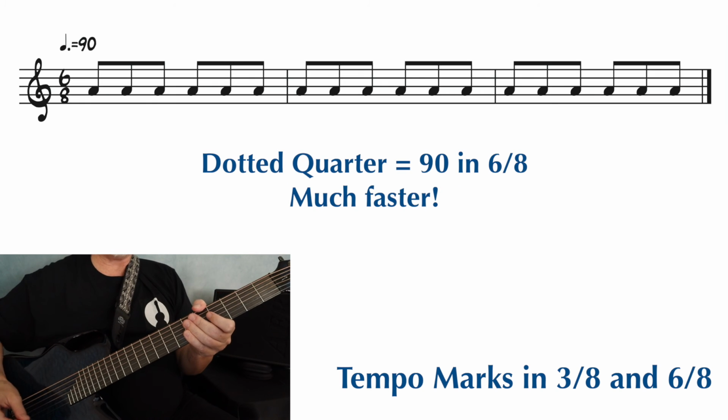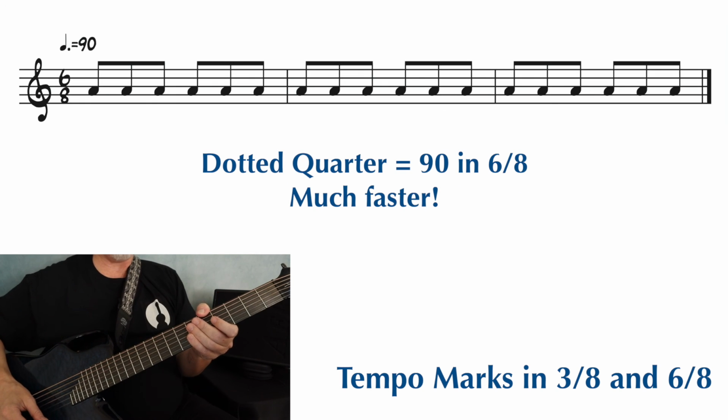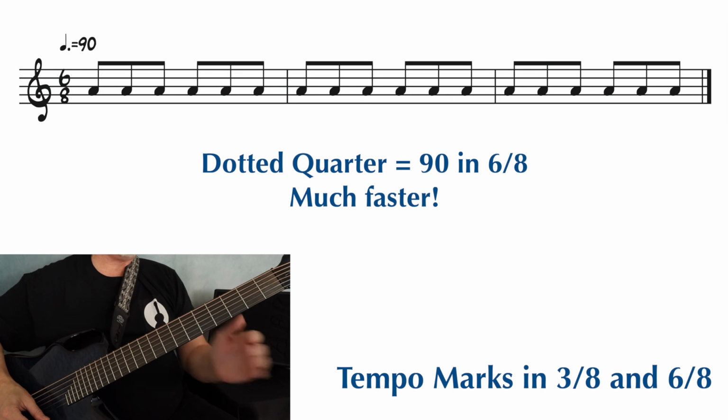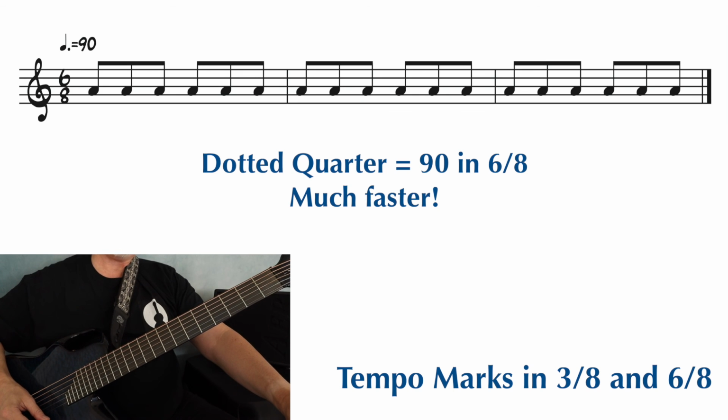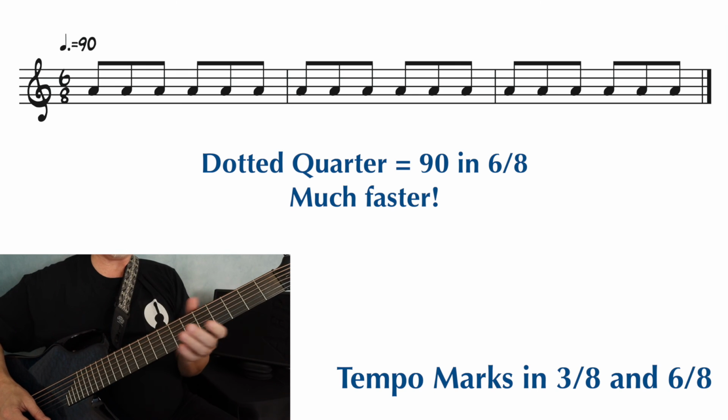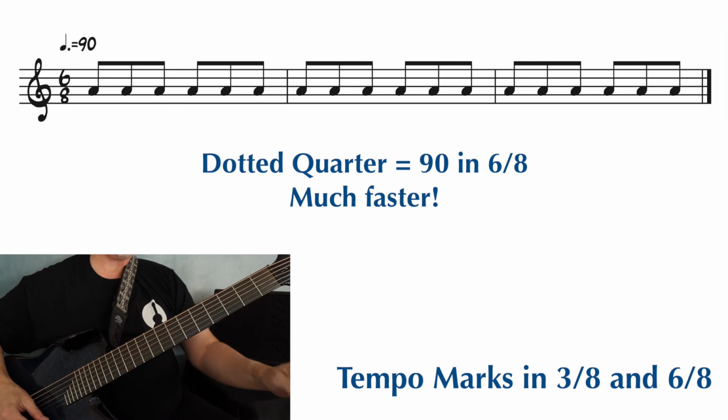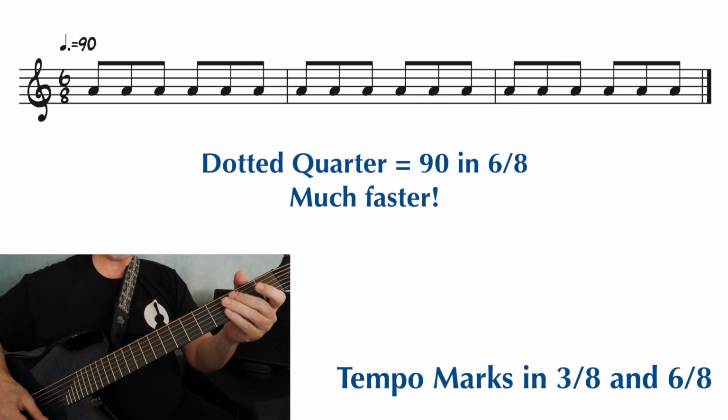In this next example, we have dotted quarter note equals 90. And so it's still going to be clicking away at 90. But remember, we have 3 eighth notes inside a dotted quarter note, so it's going to be 3 eighth notes per click.